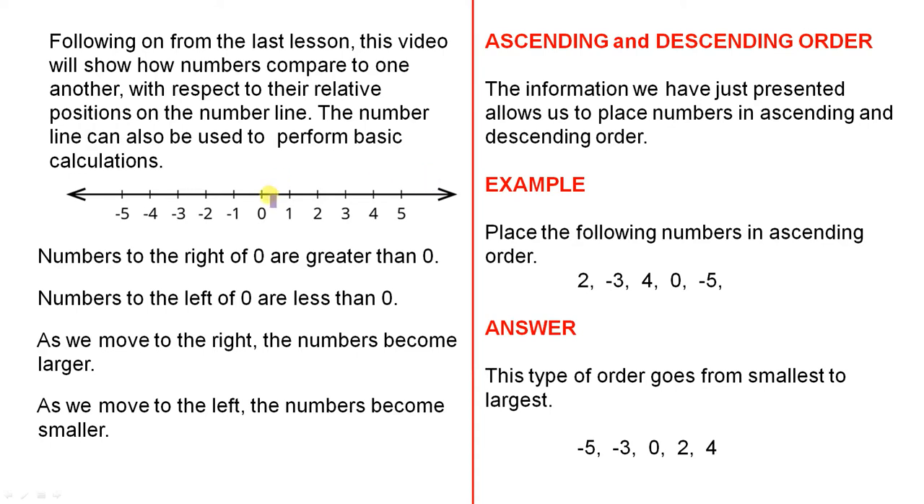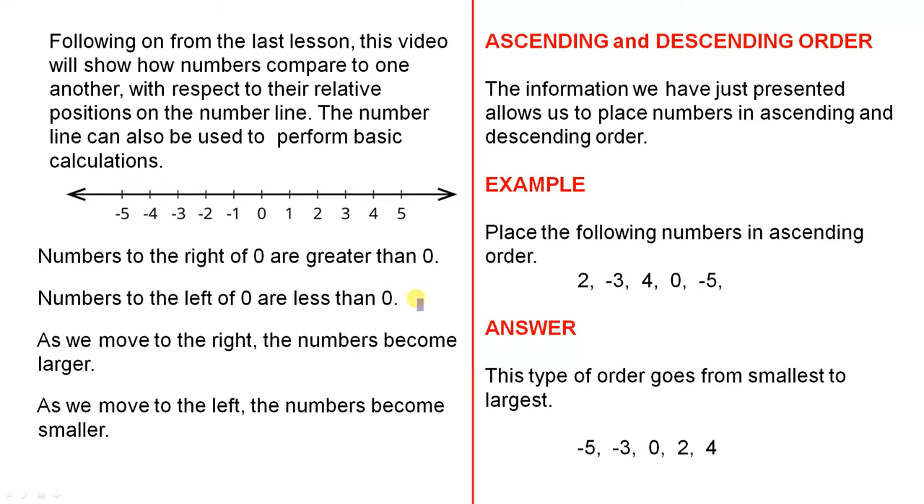So here we've just repeated the number line, and as we said before, we have 0 and we have the positive numbers to the right and the negative numbers to the left. Numbers to the right of 0 are greater than 0. So all these numbers on this side are greater than 0. Numbers to the left of 0 are less than 0. So all those numbers here are less than 0.